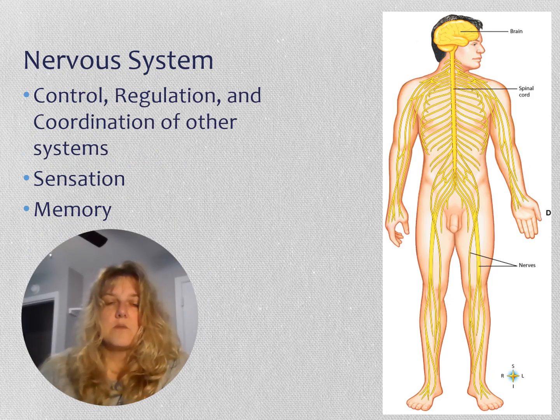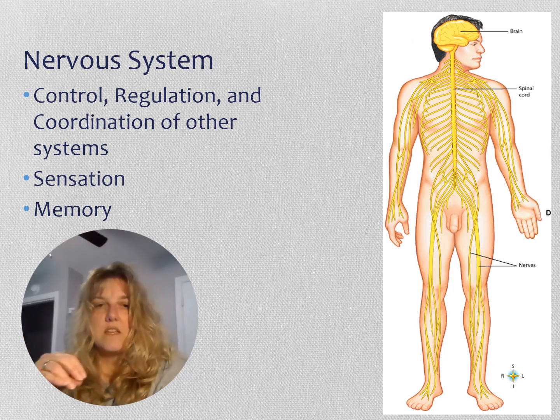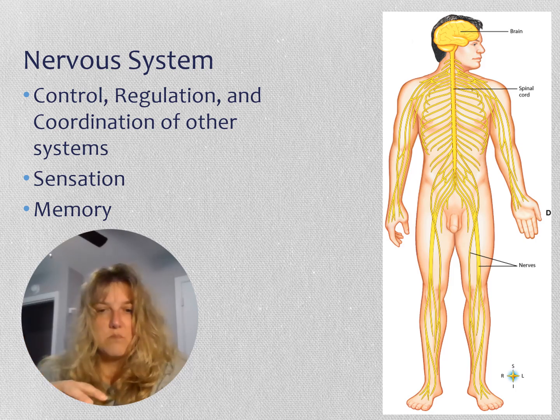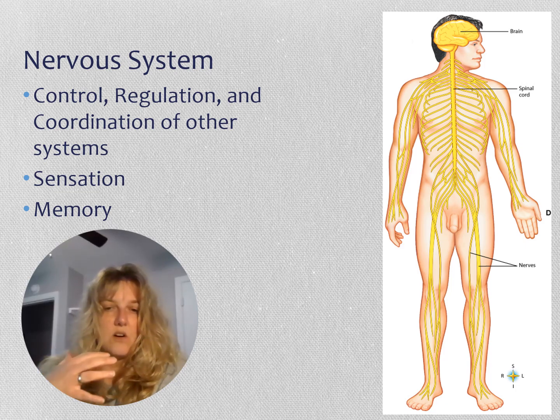With the nervous system, we have the control, regulation, and coordination of other systems. This is the area where, when we use our medications, we're manipulating the body system. The easiest is through the nervous system. We're going to spend some time here because I want to make sure you understand how this all relates and correlates together.